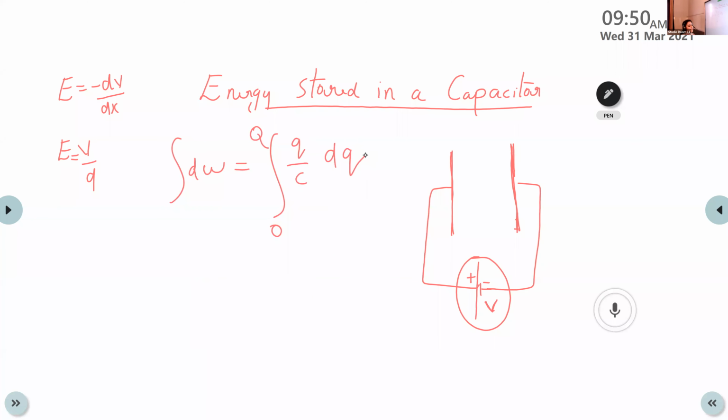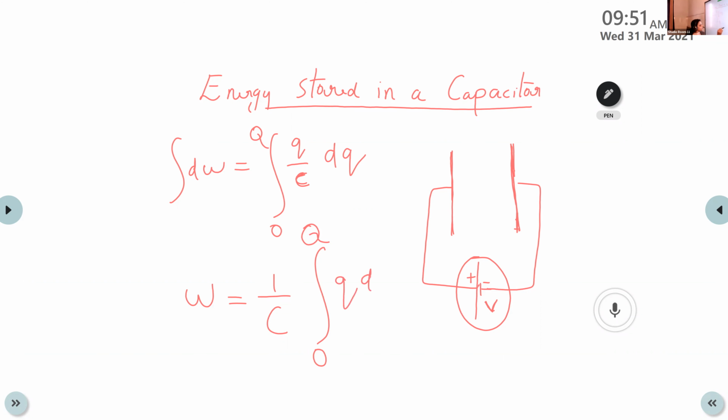Here, what is the integral of the derivative of the work done? What is the integral of dW? It is W itself. The integral of the derivative of a function is that function itself. And here, Q by C dQ, where C is the capacitance. There is no term of charge in C, so we can consider it as a constant and take it outside. So it becomes 1 by C into integral 0 to capital Q, Q dQ.